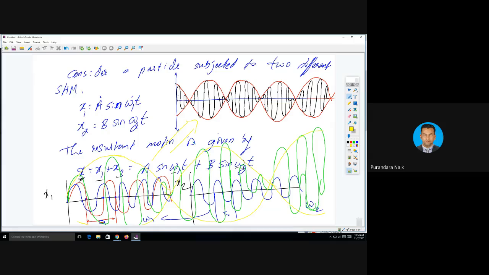This type of wave can be generated by adding two different SHM with a small difference in the frequency. We'll get a loop. Once it reaches this point, it is 0. Again it will be 0 here, but in between it is maximum. The green curve indicates the resultant. So like that, we'll get a beat phenomenon. Any doubt?